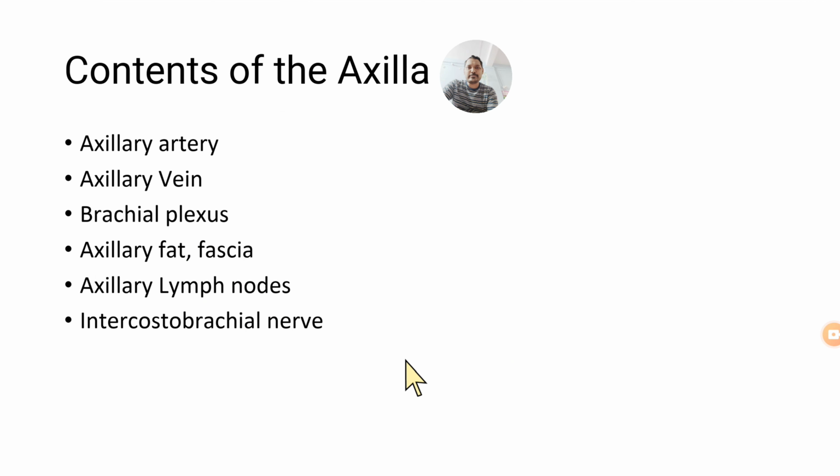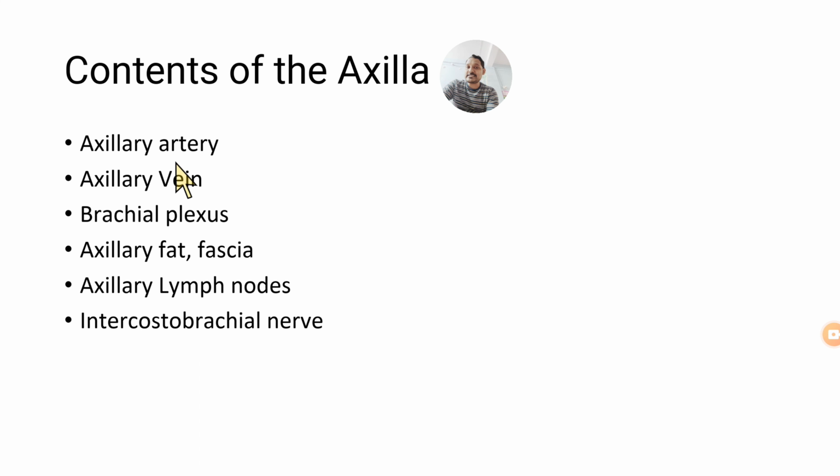Why axilla is important is because it contains a lot of things in that armpit. Okay, the armpit has abundance of contents, mainly a big artery, a big vein. There is a group of lymph nodes which are very essential for examination. There are important nerves which are controlling your upper limb. You also have fat, you have skin, fascia, abundant hair follicles. So everything is there in the content of the axilla.